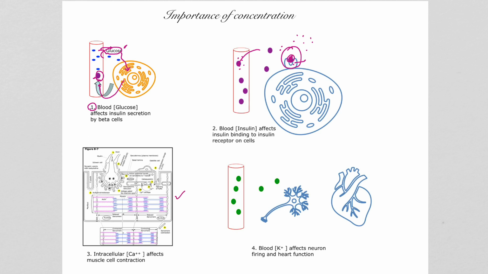Contraction of muscles: the contraction of muscle cells depends on the concentration of calcium inside the muscle cell. The more the calcium, the more the contraction; the lower the calcium, the less the contraction. Also, the concentration of potassium in the bloodstream can have significant effects on the function of neuron firing as well as the function of the heart. So these are all processes based on the principle of concentration. Many things in the body depend on this principle that we call concentration.